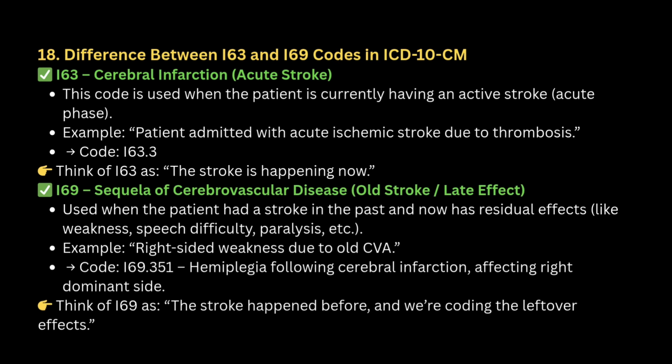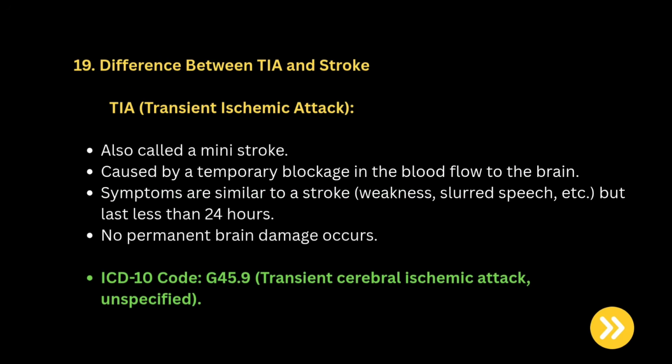Next question, difference between I63 and I69 codes in ICD-10. I63 is for cerebral infarction, acute stroke. This code is used when the patient is currently having an active stroke. Example, patient is admitted with acute ischemic stroke due to thrombosis. So the stroke is happening now. I69 is sequelae of cerebrovascular disease, that is, old stroke or late effect.